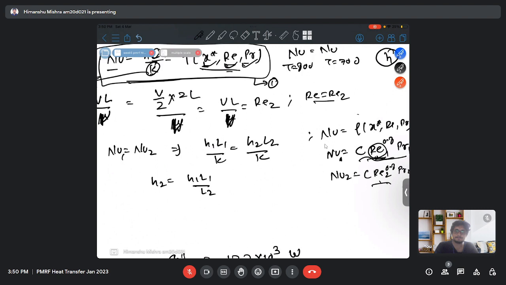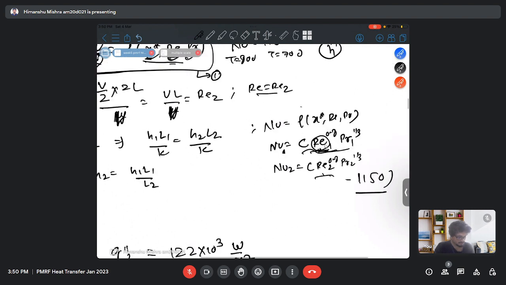But sir, this Nusselt number, C times Reynolds number to the power 0.8, Prandtl number to the power 1/3, are these general equations, or do they pertain to your previous numerical? No, these are not the general equations. This expression is valid for flat plate laminar flow. For turbulent flow, it becomes different, so this power becomes different. And for complicated geometry, the expression will become very complicated.